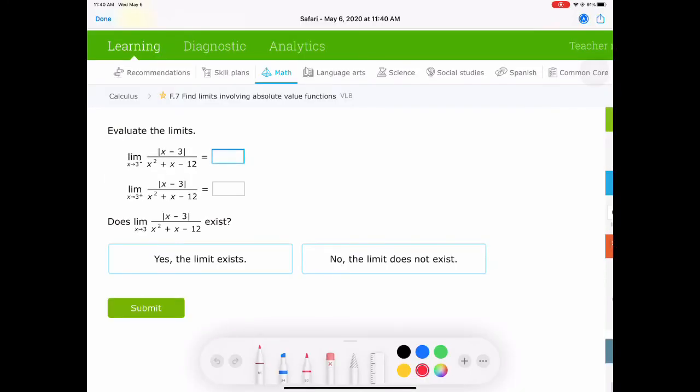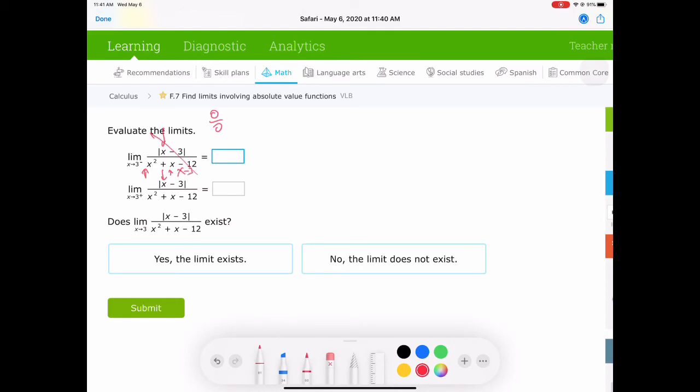Okay, for our next problem here, same exact idea. We have absolute value. And we're asking to see, does the limit exist from the left and the right side? Would they agree? So I'm going to plug the 3 in. And when we plug the 3 into it, we're going to end up with 0 over 0.